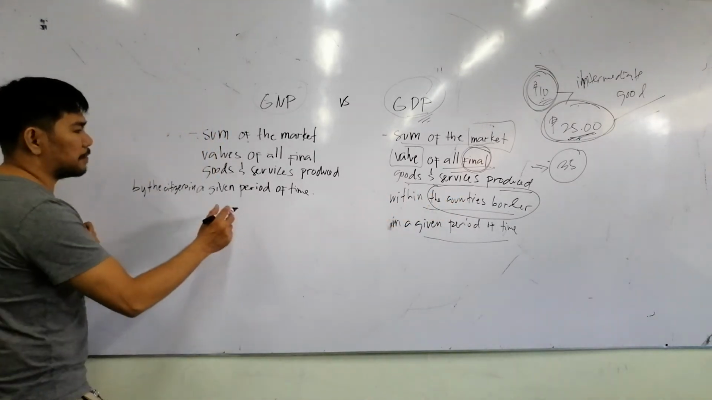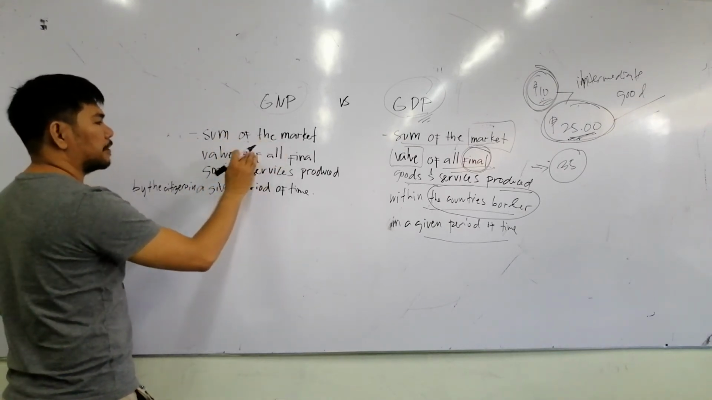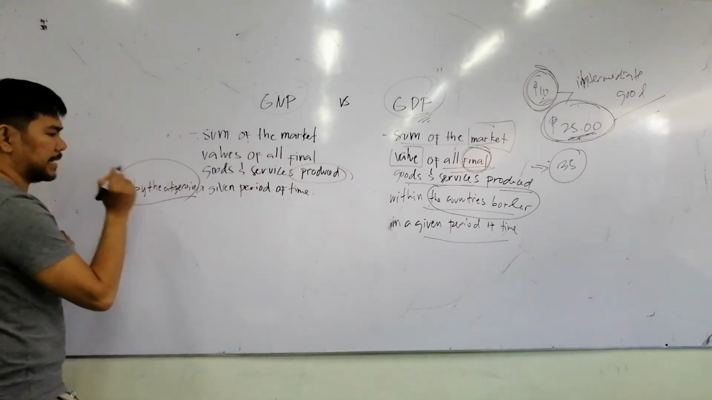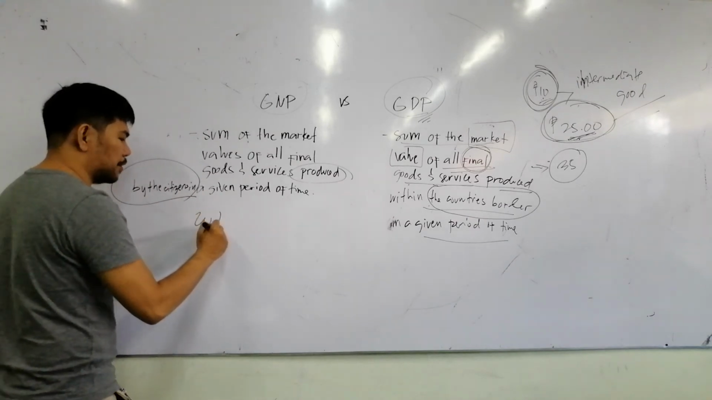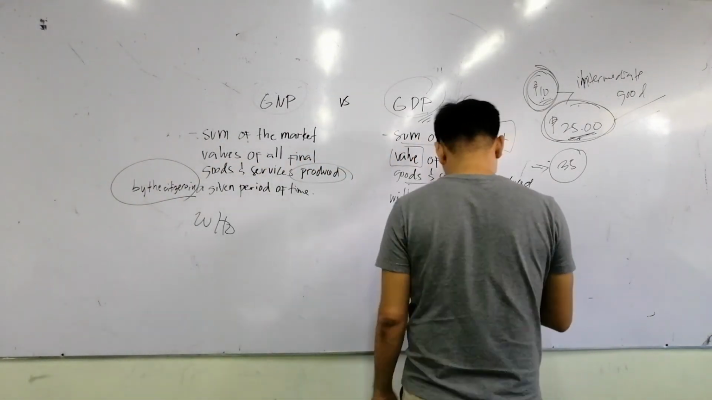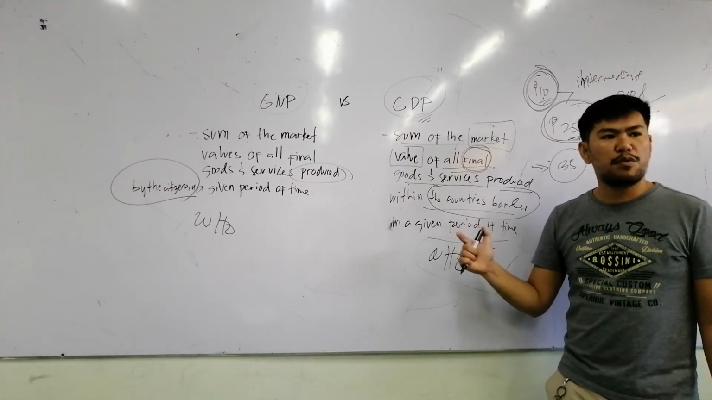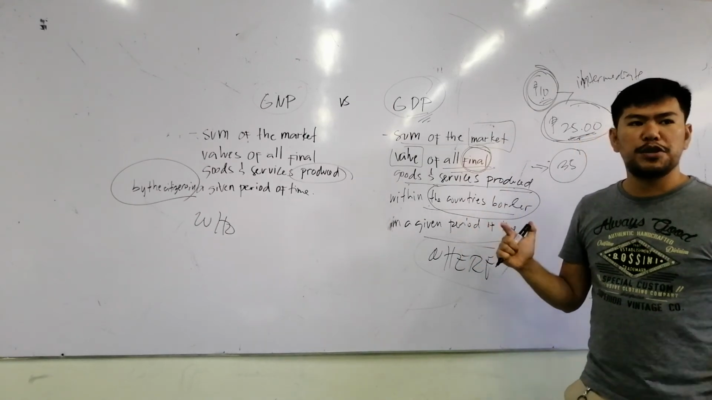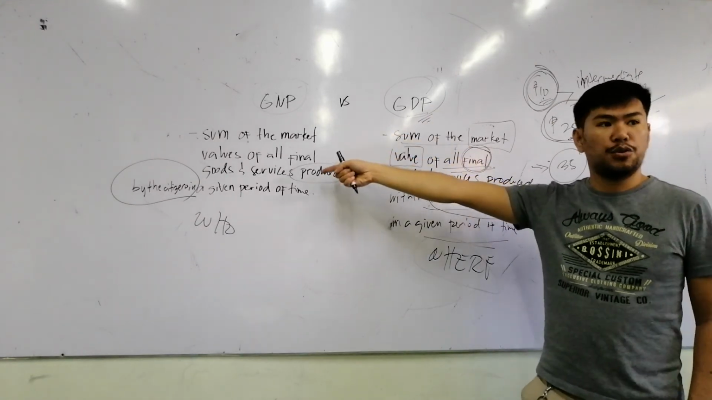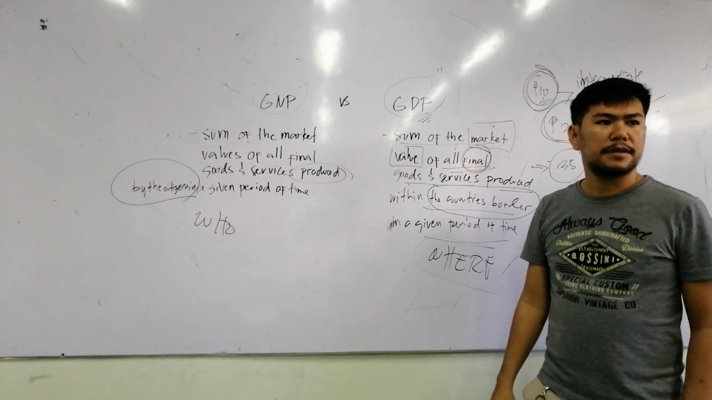However, it is part of the GNP because you go to the definition of GNP, sum of the market values of all final goods produced by the citizens. So the concern here is who? And here is where? Get that? That's the only difference. So that's why the income of OFWs, you do not include them in calculating the GDP. But you do in calculating for the GNP. Simple difference.